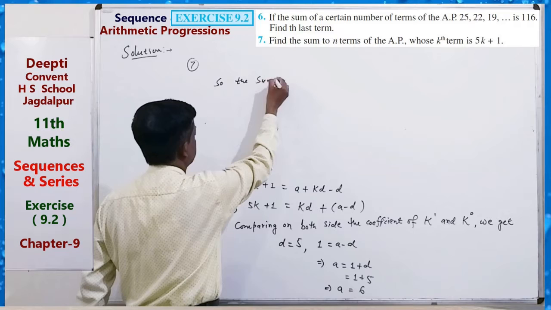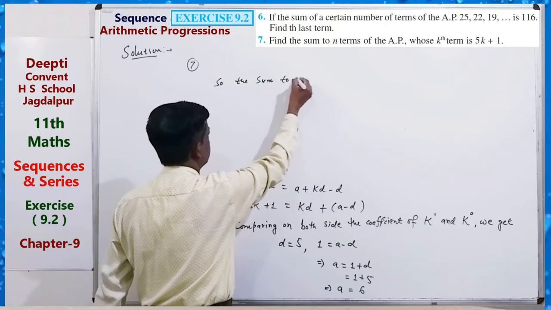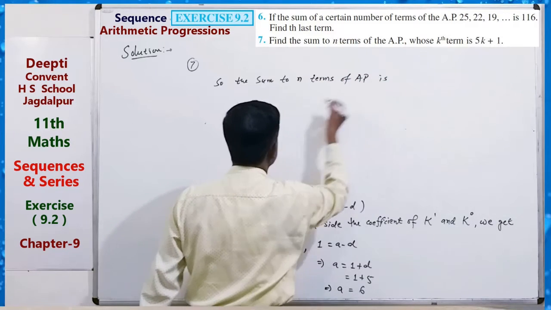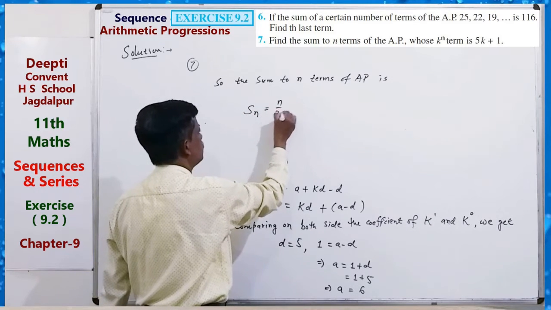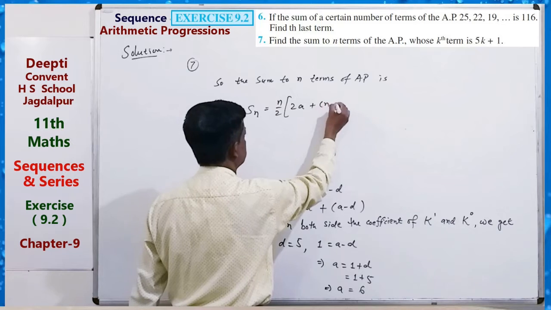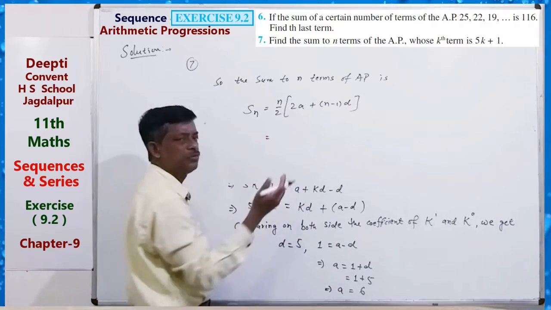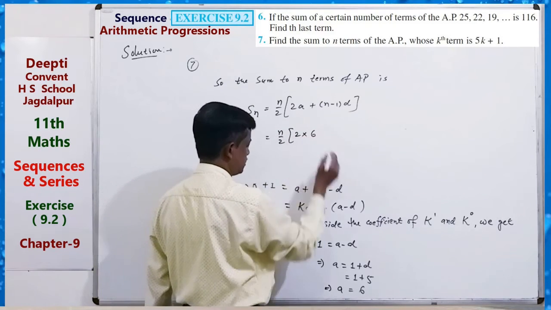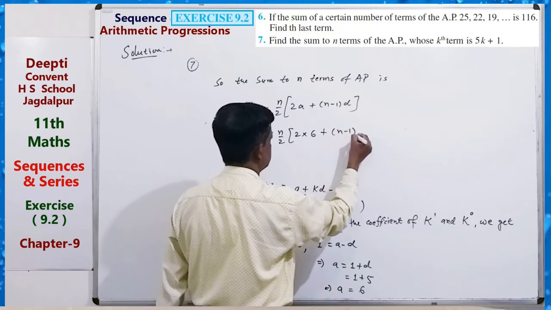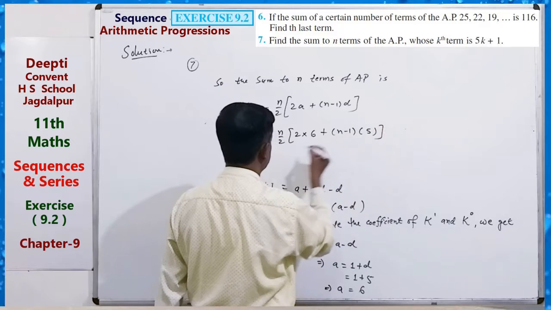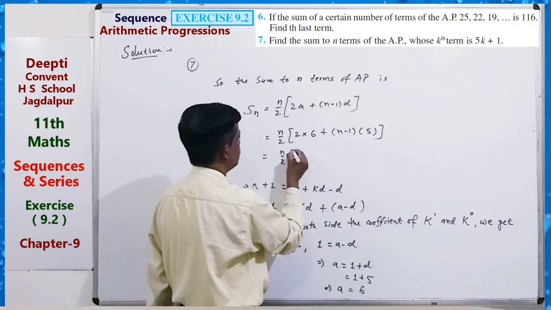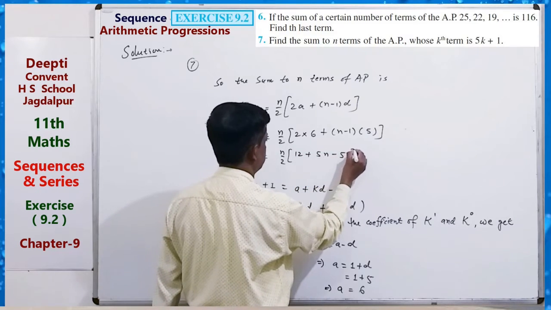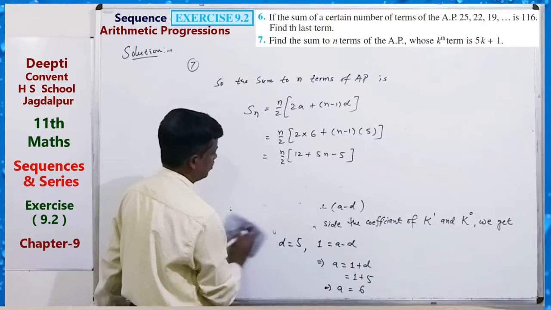The sum to n terms of an AP is what? The formula we know: n by 2 into (2a plus (n minus 1) into d). Just use the values of a and d here: n by 2, 2 into a means 6, plus (n minus 1) into d means 5. So n by 2 into (12 plus 5n minus 5).